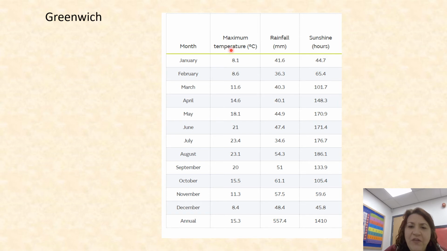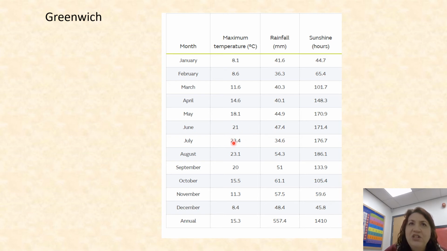Well, I haven't got the snow on this one, but do you remember the maximum temperature for Athens was 34? Now, in August in the UK, we've only got 23. That's a whole 12 degrees less than it was in Athens. So there's a really big difference there, isn't there?